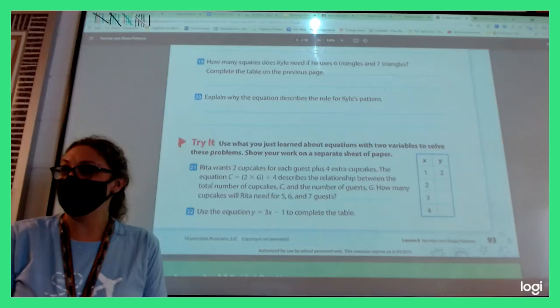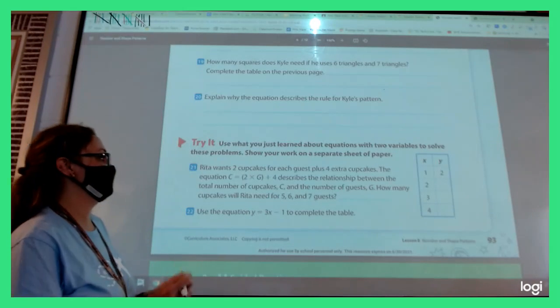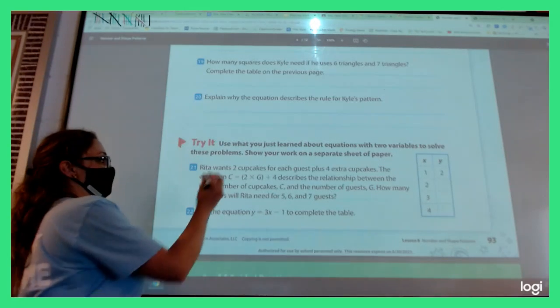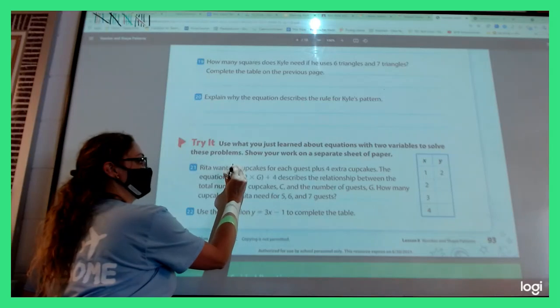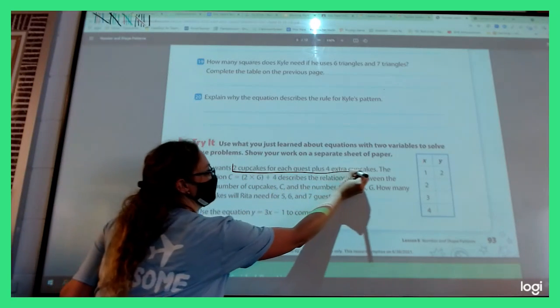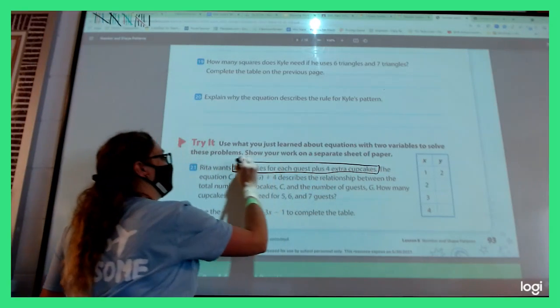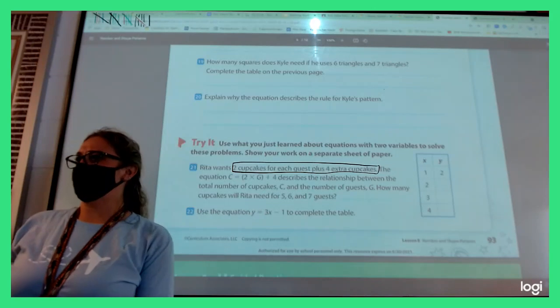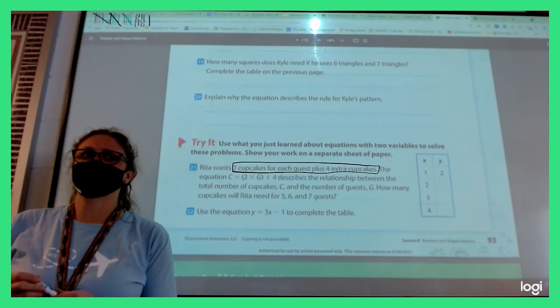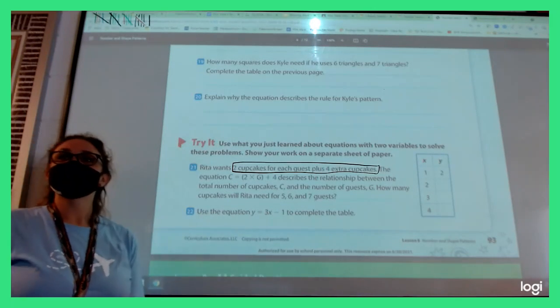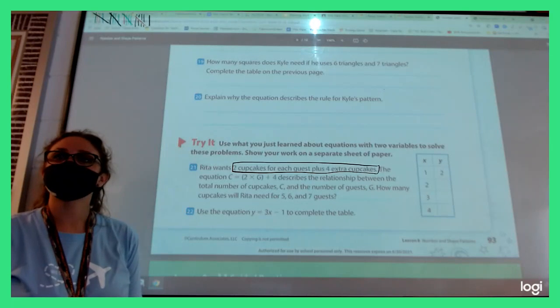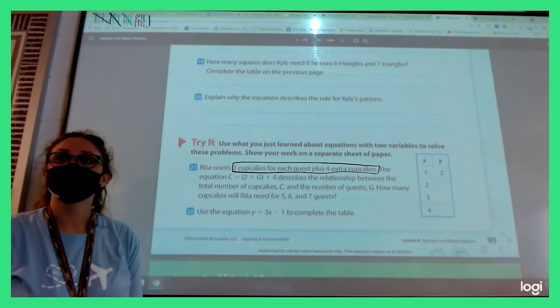So, no panicking allowed. First thing, we just need to make sense of it all. This is important just to wrap our head around. She wants 2 cupcakes for each guest plus 4 extras. What does that mean? Abby? I think what she means by 4 extras, it's like she has 4 extra cupcakes left over from the people that didn't take any.